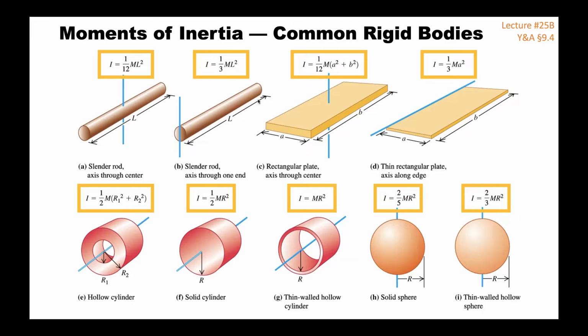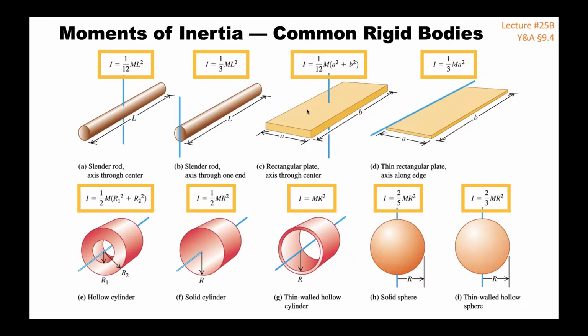Just take a quick look at these other formulas and cases. This would be a large slab of material spun about its edge, like a door on a hinge, so it would be swiveling around this axis right here. On the other hand, this would be like a big book. If you had a thin but large book and you spun it on your finger about its center.